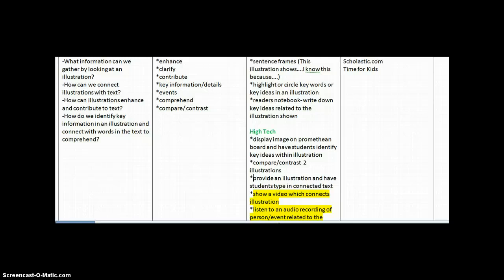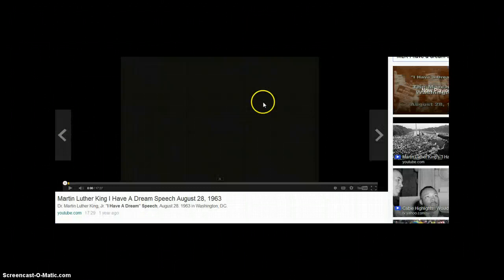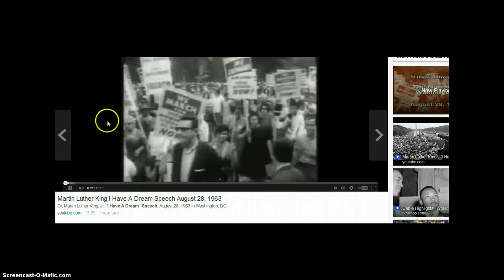After looking at and discussing the image, you might have students fill in sentence frames. This illustration shows, and I know this because, or perhaps you want them to jot down some key ideas related to the illustration in their reader's notebook. To extend it, you might want to listen to an audio recording of the person or the event related to the illustration. Here is a YouTube video related to the Martin Luther King I Have a Dream speech.